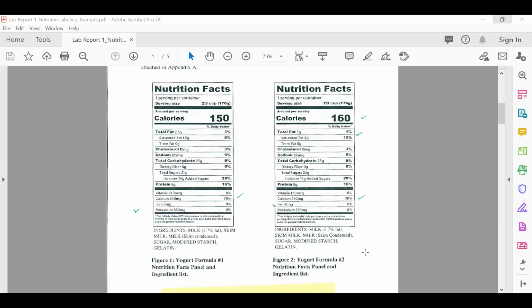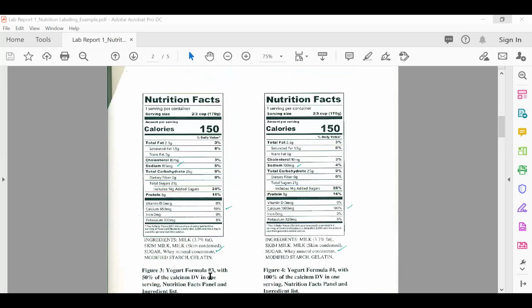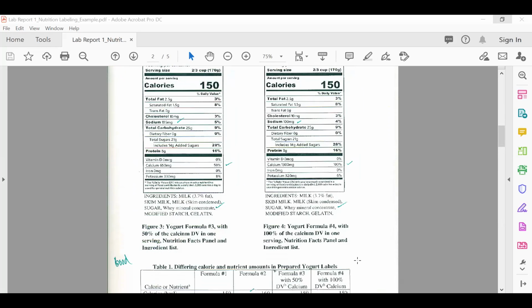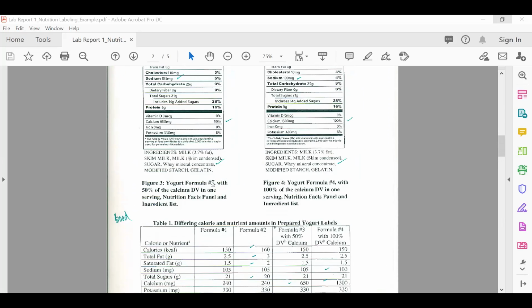And then figure 2 with another label or legend, figure 3 and 4, all of your yogurt formulas. So for example, yogurt formula 3 had the 50% calcium, the 4 had the 100% calcium.